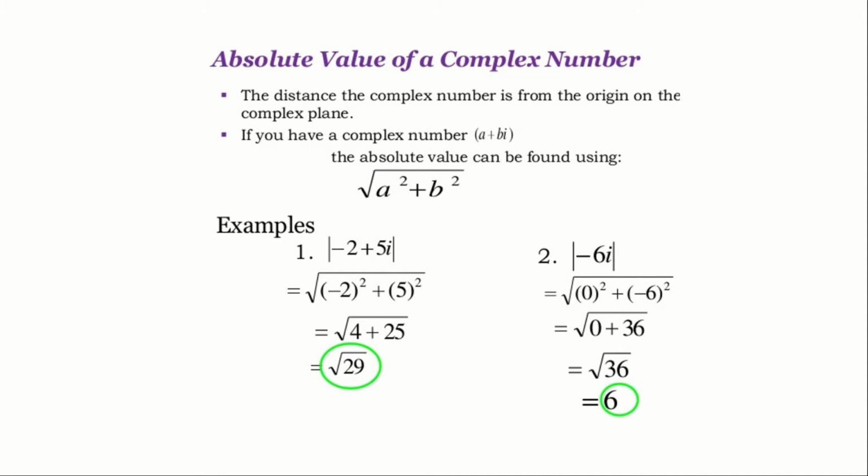So next is minus 6i. The real part is not given, so it can be taken as 0, and next is the imaginary part, that is minus 6. So minus 6 squared is 36, and root of 36 is 6. So here the distance of minus 6i from the origin point will be 6.